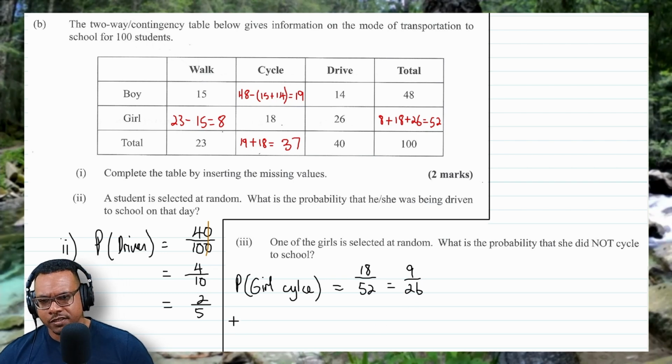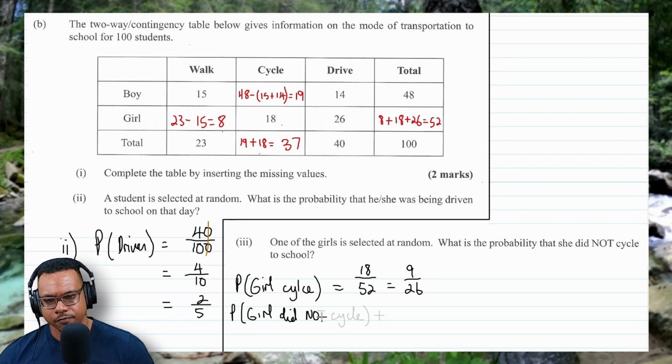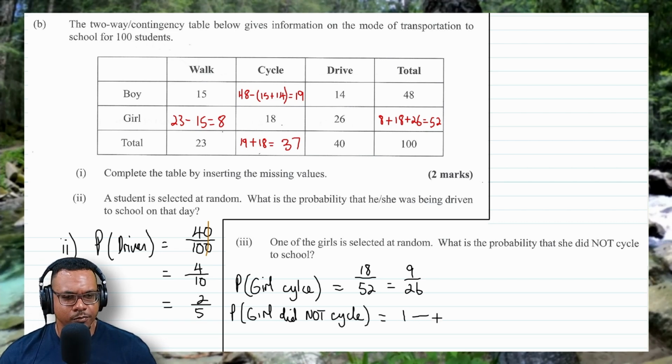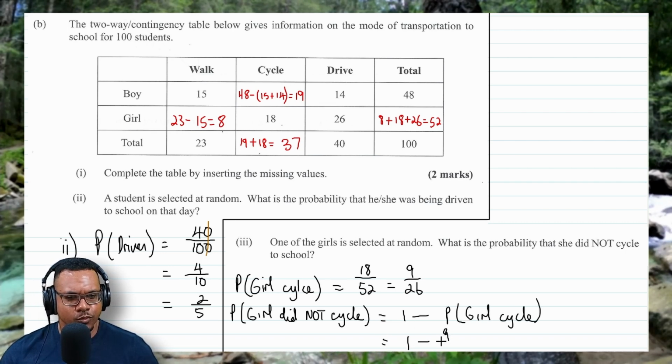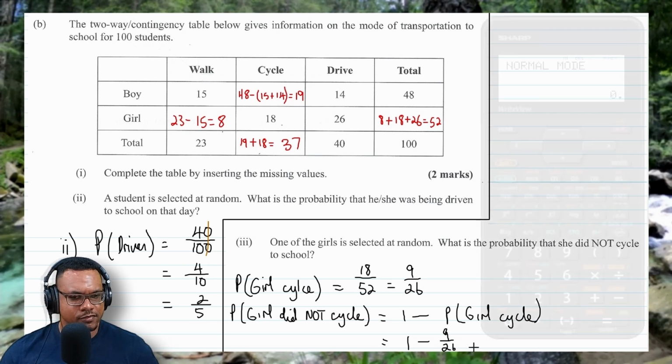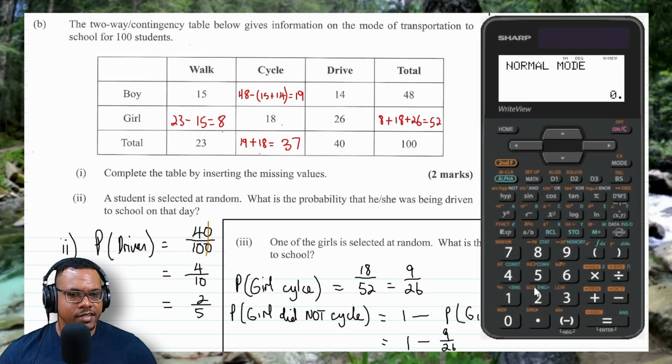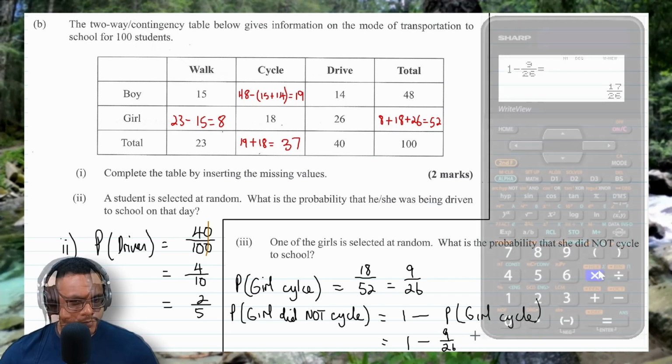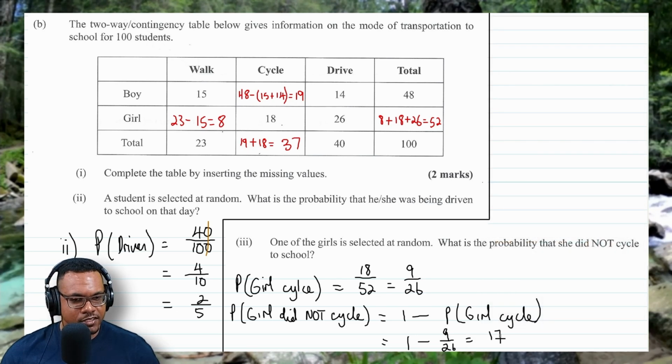All right, so now the probability that a girl did not cycle would be equal to 1 take away the probability that a girl cycles. So that'll be equal to 1 take away 9 over 26. And if we pull that up on our calculator, we have 1 take away, use the fraction button, 9 over 26. And we get 17 over 26. All right, so that's equal to 17 over 26.